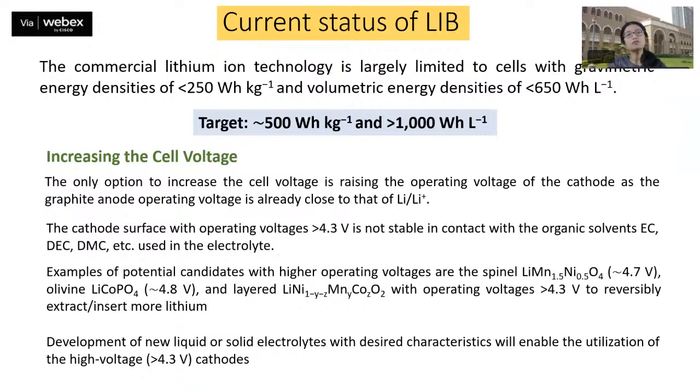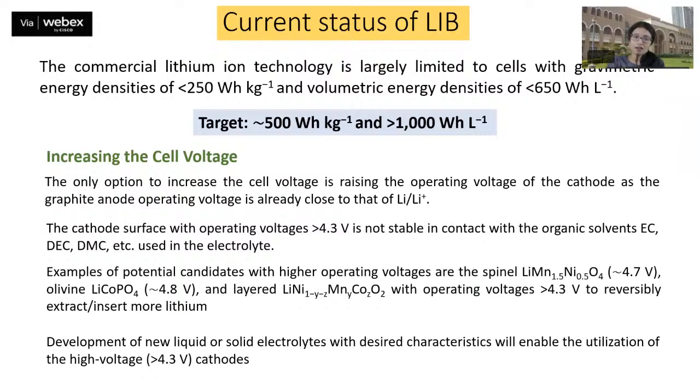So a cathode with an operating voltage of greater than 4.3 volt, currently it is not stable with the organic solvents which are being used in the electrolytes. The organic solvents which are normally used in the electrolytes currently are ethylene carbonate, diethyl carbonate. So all these solvents, they are kind of unstable when you are having a voltage of more than 4.3 volts because they are going to degrade.